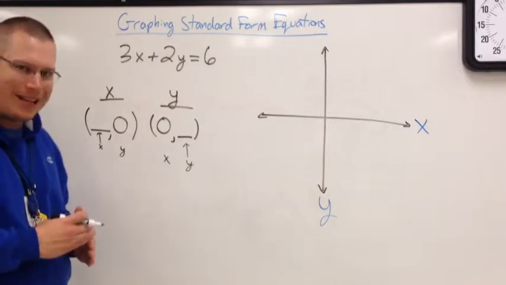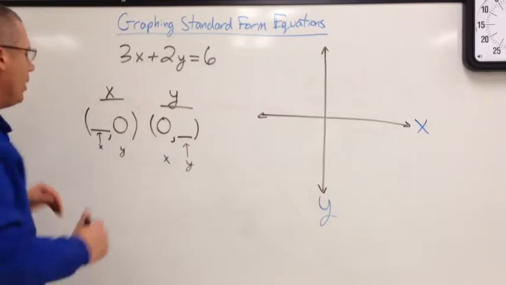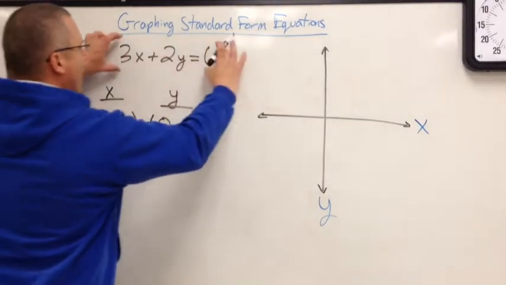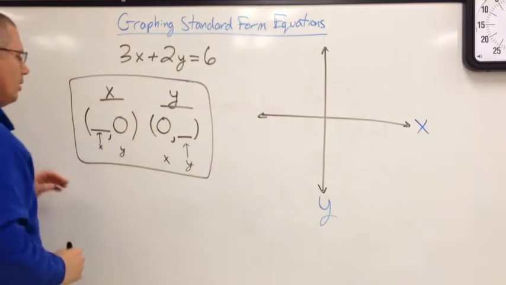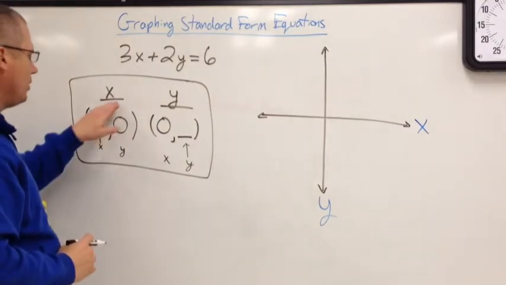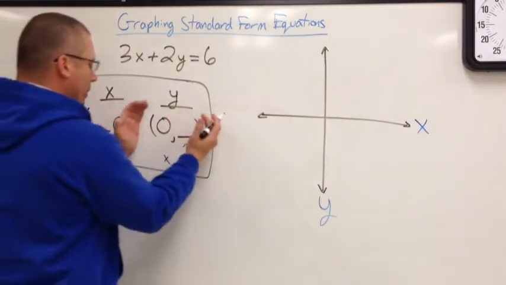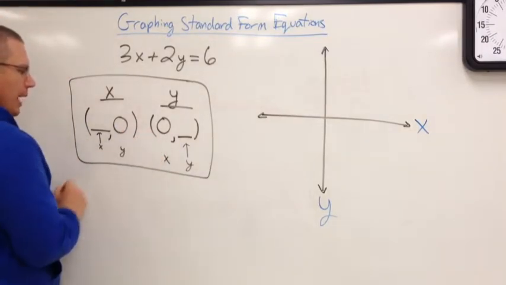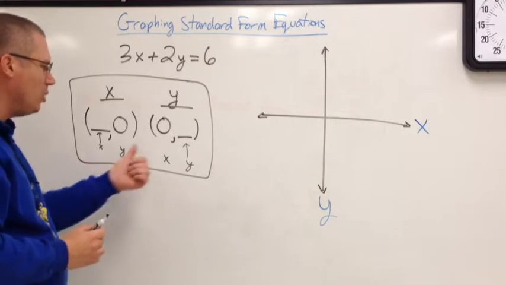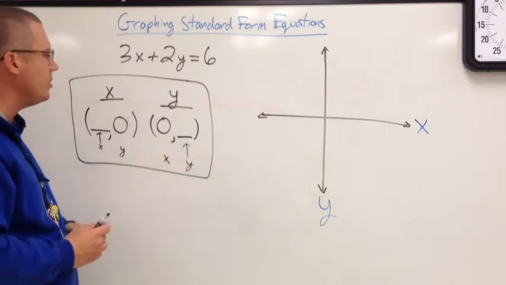If that doesn't sink in right now, that's okay. Just know that when we have a standard form, this is what you want to start with: x, y, put 2 ordered pairs, and put your zeros towards the inside. As you go through this, hopefully it'll make a little more sense of why this is a 0 and why this is.